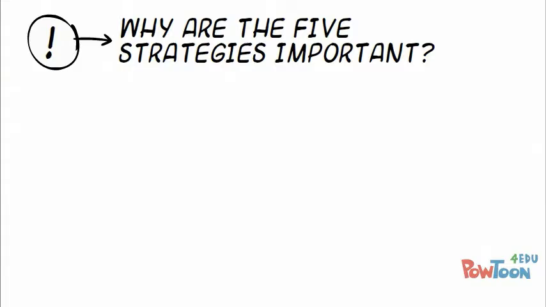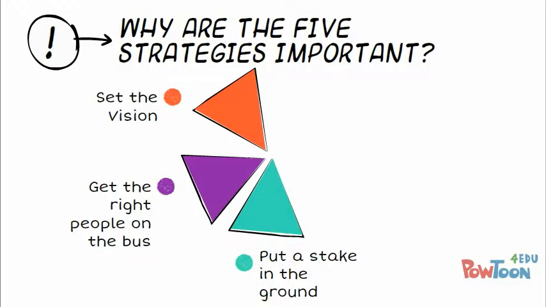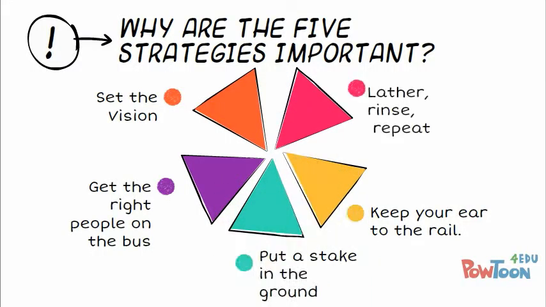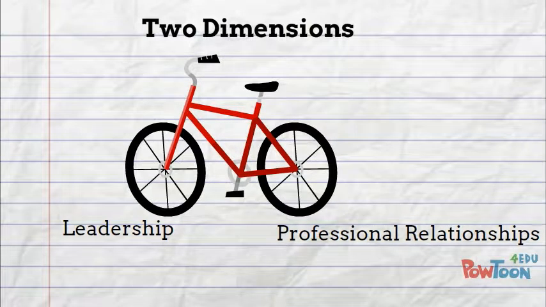These 5 strategies are incredibly important. Leaders have to set the vision so everyone knows where to go. They've got to get the right people on the bus, especially those that need to follow that vision. They've got to put a stake in the ground and be purposeful in everything they do. And they've got to keep their ear to the rail to make sure problems don't creep up. Then lather, rinse, repeat. There are 2 important dimensions leaders need to keep in mind: leadership and professional relationships.